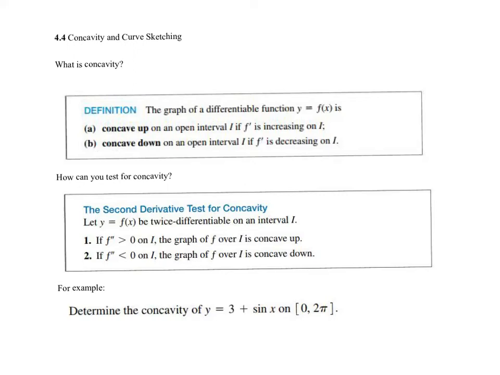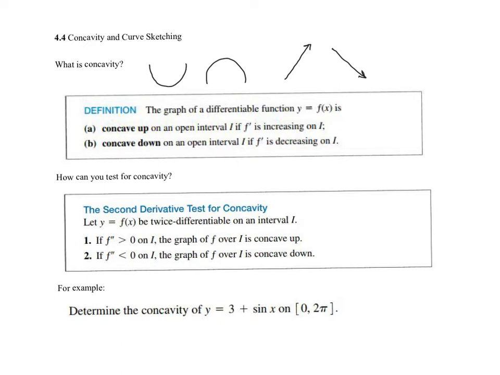Today's discussion is about concavity. So what is concavity exactly? Well, concavity describes the shape of a graph, whether it be concave up or concave down. That is much different than whether something is just increasing or decreasing, because increasing and decreasing tells you direction, either it's rising or falling, whereas concavity tells you shape.